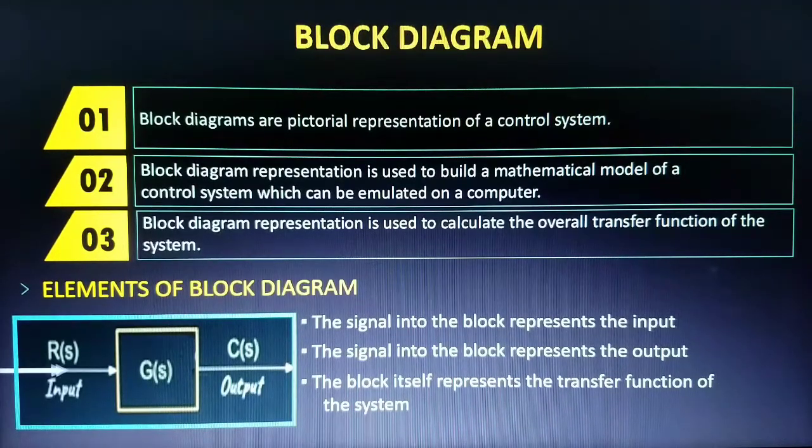The arrow of the signal which goes into the block represents the input, the block itself represents the transfer function of the system, and the signal which goes out of the block represents the output. But this is just a basic block diagram representation of a control system. Practically, control systems are more complex in nature.